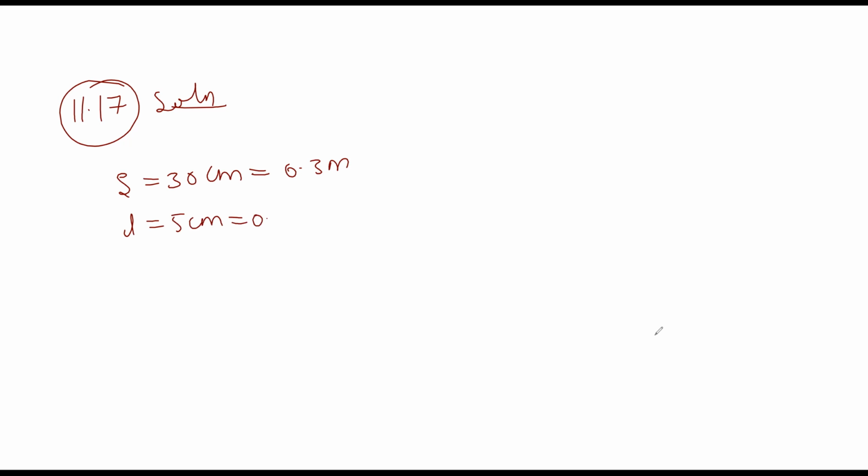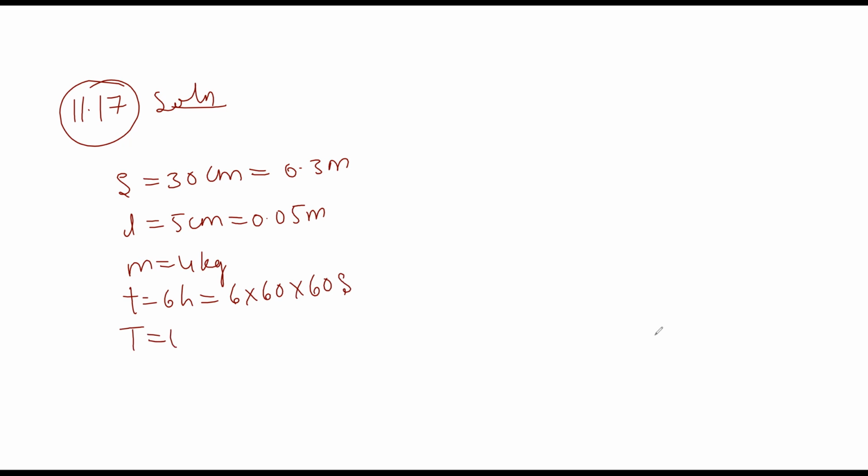In the textbook it is 11.17. Please check the number there. So what they have given: side of the cubical ice box, S is equal to 30 centimeter. If we convert into meter, it becomes 0.3 meter. And thickness of the ice box, L is equal to 5 centimeter. If we convert into meter, it becomes 0.05 meter. Mass of ice kept in the ice box, M is equal to 4 kg and time T is equal to 6 hours, that is 6 into 60 minutes, 60 seconds.